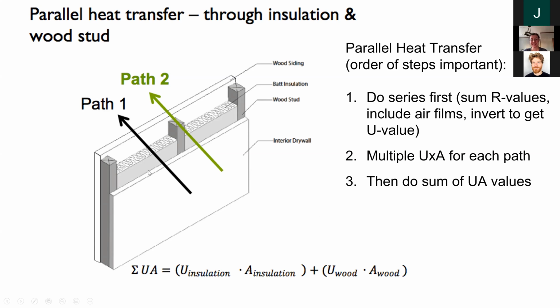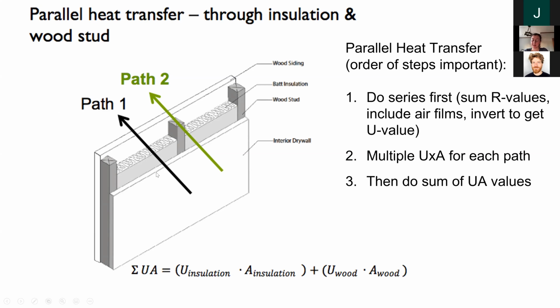Path 1 is through this insulation without any studs, and path 2 is through the studs without any insulation. We want to treat those as 2 separate paths, and first look at one of them, say the insulation path, and find the U value from the R values in series.